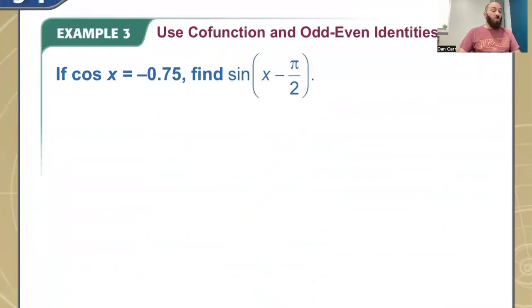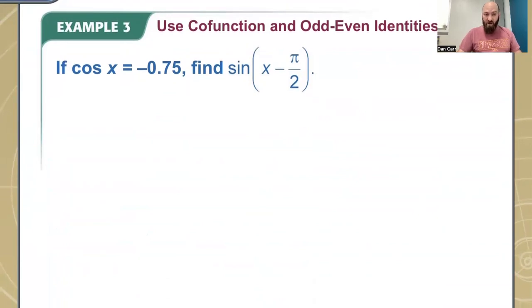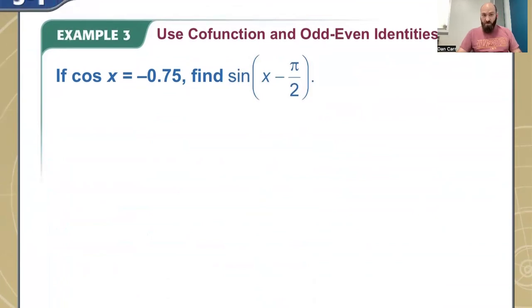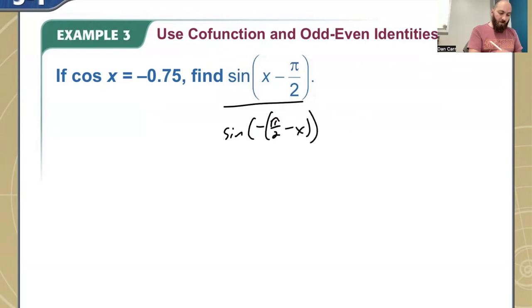If cosine of x is equal to negative 0.75, find the sine of x minus pi over 2. The first thing is I want to manipulate this sine right here using our cofunction idea and also our odd identity. The sine of x minus pi over 2, that's similar to if I factor a negative 1 out of the x minus pi over 2, that's the same as taking negative pi over 2 minus x. I'm doing that on purpose because I want this to look like the sine of negative theta.